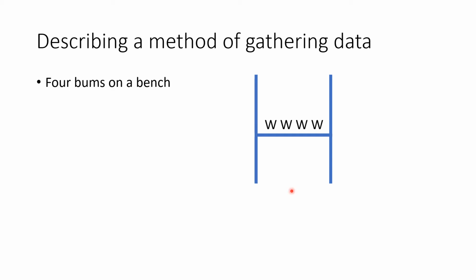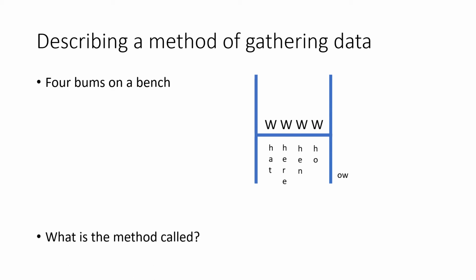Now, a template or a structure that you can use to make sure you write a really good answer for a describe question is 4 bums and a bench. So here we've got 4 bums and they're sitting on a big bench. So it's 4 W's and a big H, and obviously each of those letters stands for a word. So if you're thinking about describing something, you want to be thinking, what did I do? Where did I do it? When did I do it? Who did I do it with? And how did I do it?